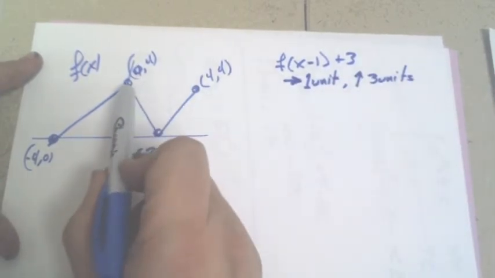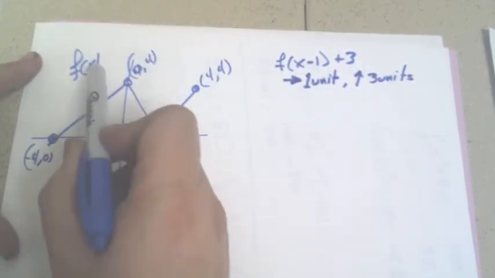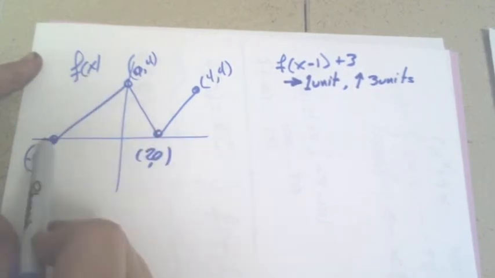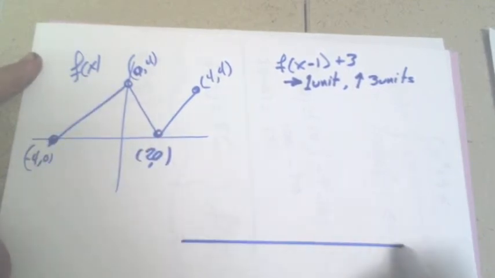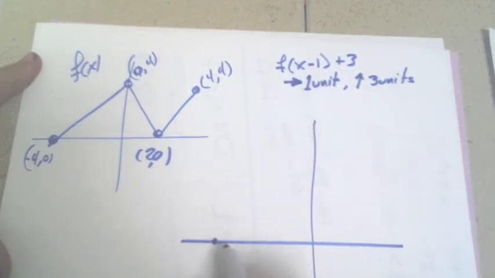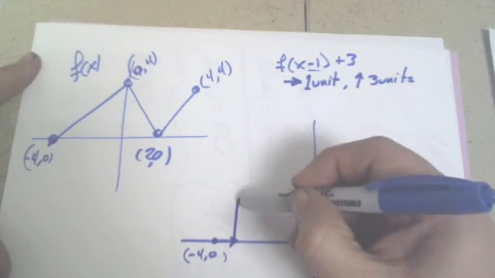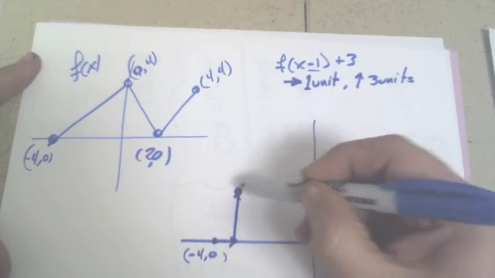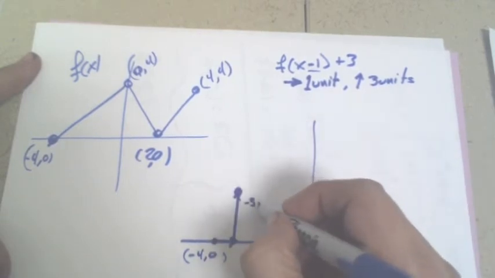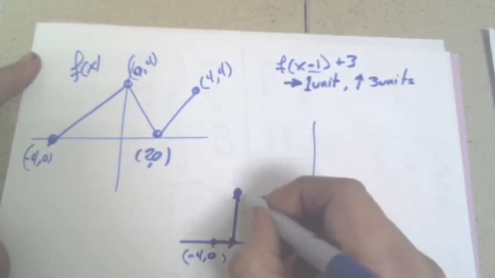So each one of these points is going to go over 1 and up 3. For example, this point here, the (-4, 0), it's going to go over 1 because of that 1, and up 3. So it's going to end up at (-3, 3), because it went this way 1 and up 3.